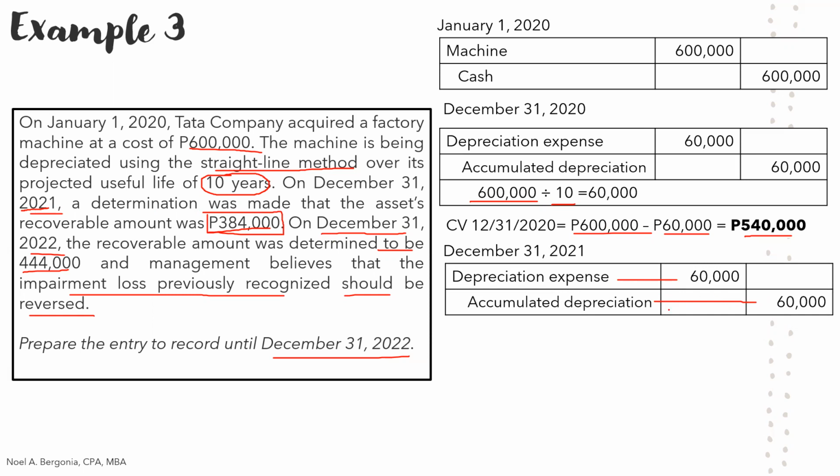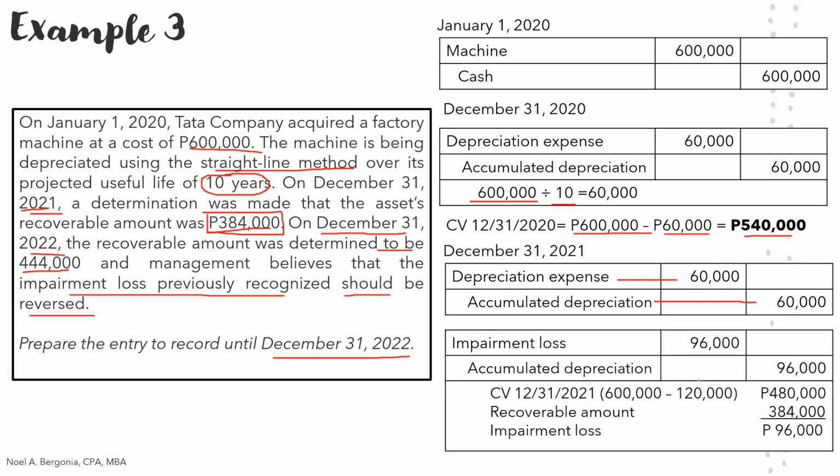Okay, so after that, we will now be computing for an impairment loss, if any. Okay, so let's find out. So the carrying value on December 31, 2021, after considering that there is 120,000 na po yung accumulated depreciation, deducting it from the 600,000 na costs, the carrying value was 480,000. Okay, which is significantly higher compared with the recoverable amount of 384,000.